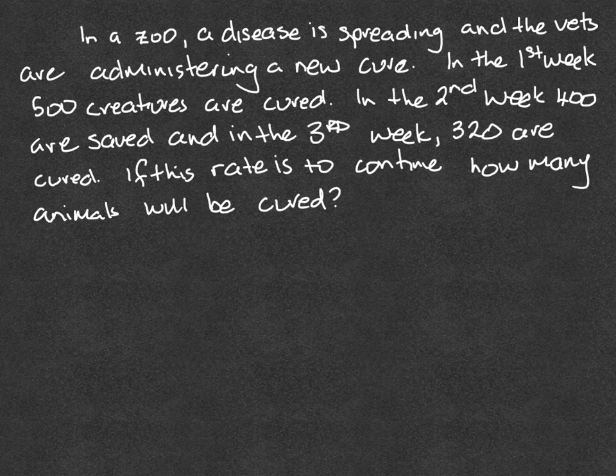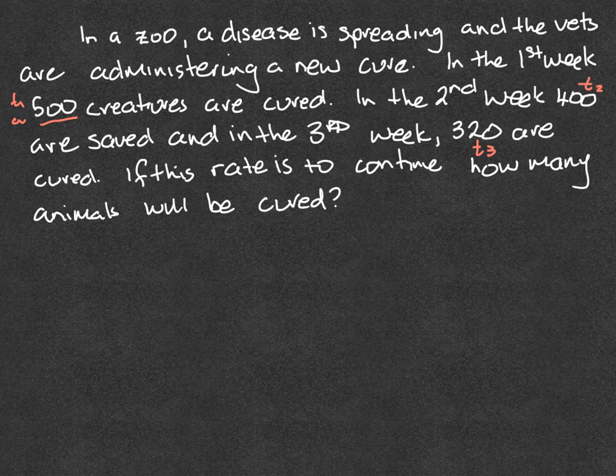Right, so what we'll do is we'll put this knowledge of sum to infinity into a question. In this question, in a zoo, a disease is spreading, and the vets are administering a new cure. In the first week, 500 creatures are cured, so that's our T1. In the second week, 400 are cured, so that's our T2. And in the third week, 320 are cured, so that's our T3. And by the way, that first one is also our A value, isn't it? If this rate is to continue, how many animals will be cured?